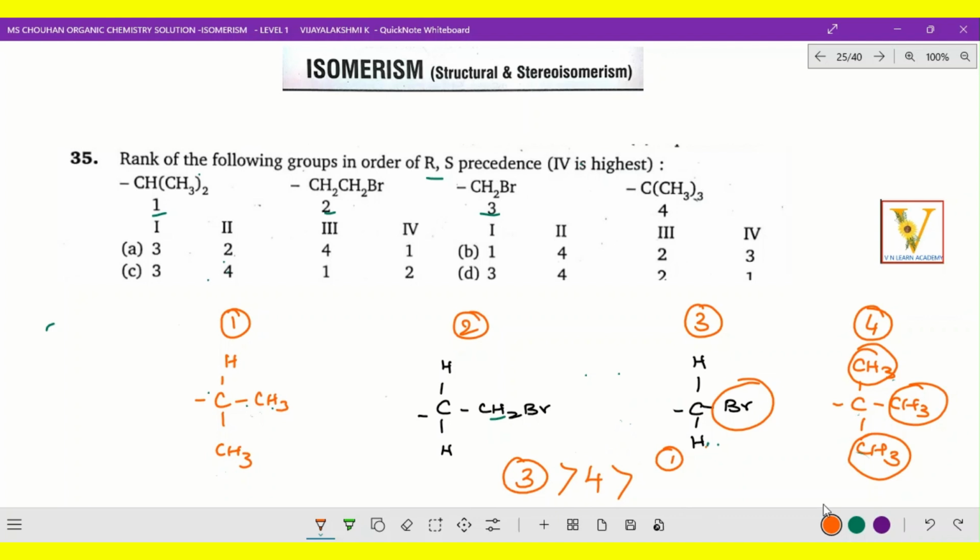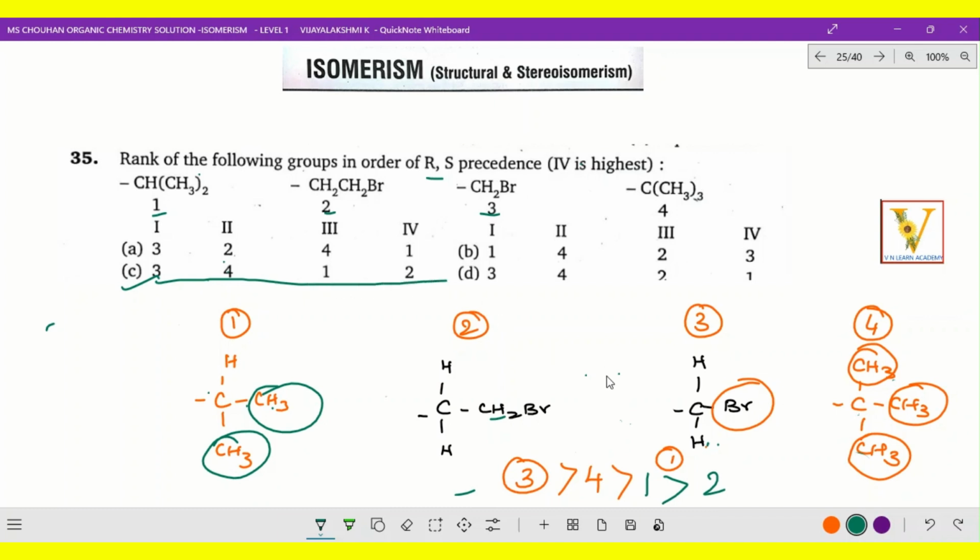Okay, now the next one. Whom will you give that priority, CH2Br or 2 CH3? Here 2 CH3 only you will give that priority. Why, you know? Because two carbons are there. But here CH2Br, next to that carbon, only one carbon is available. So you will give the priority to the first compound. And the last one, whom will you give the priority to? So 3, 4, 1, 2. That is the order. So 3, 4, 1, 2. So C is the correct option.